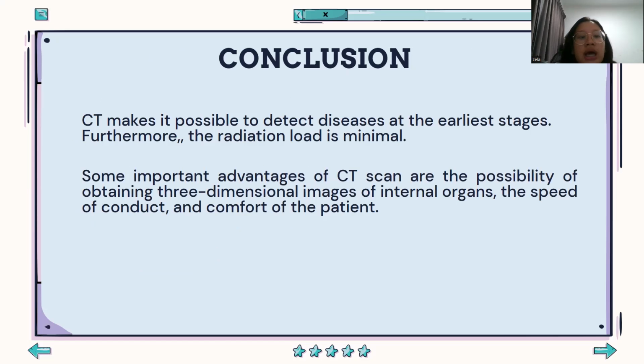So in conclusion, CT makes it possible to detect diseases at the early stages, and the radiation load is minimal. Some important advantages of CT scan are the possibilities of obtaining three-dimensional images of internal organs, the speed of conduct, and the comfort of the patient.